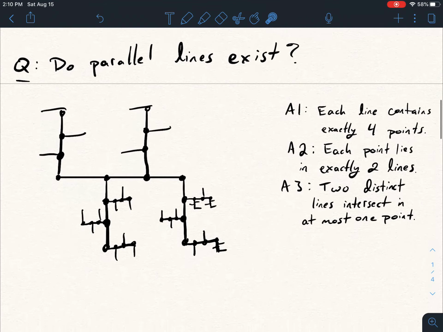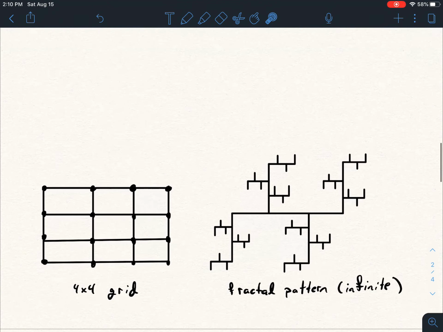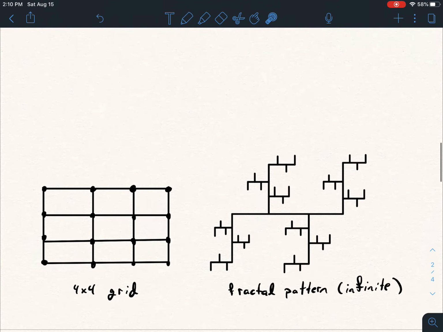So anyway, this looks a little messy, so I redrew these two models down here. So we had the 4x4 grid that we did first, which is a bit simpler than the infinite fractal pattern. This is the one that shows up in the book, by the way. This 4x4 grid does not show up in the book. The book really liked the fractal pattern, and so wanted to talk about that one more, which is great.